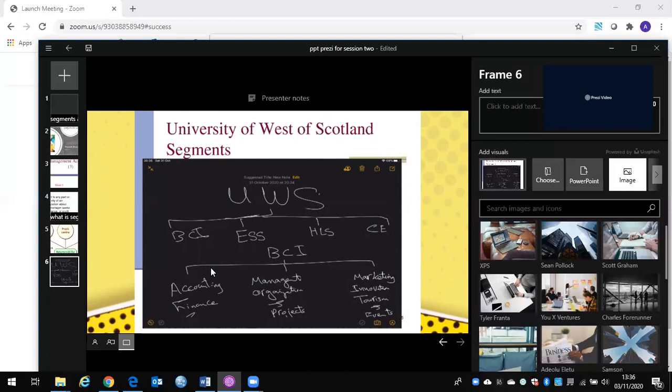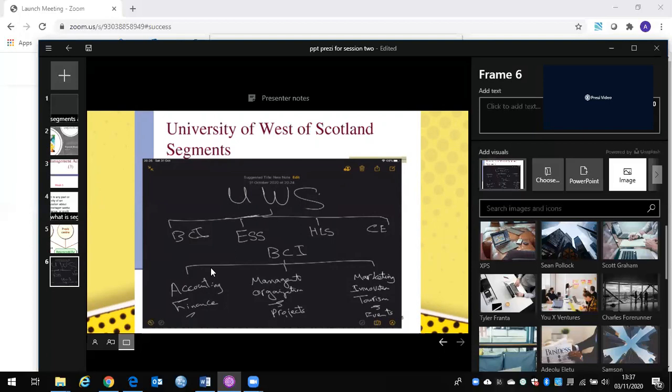We have the IT department, and some other departments at UWS. For example, inside the BCI, the Business and Creative Industries school, we have Accounting, Finance and Law, which you belong to. We have Management Organization Project. We have Marketing, Innovation, Tourism, and we have another division related to creative industry. So we have 4 divisions or 4 segments inside the business school.